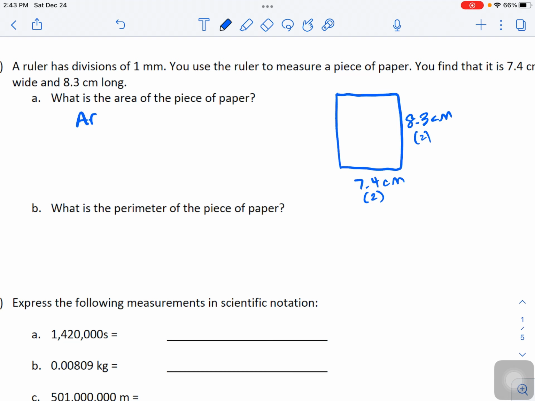So remember that area, the formula of that is the length times the width. So I'm going to substitute 8.3 centimeters, and multiply that by the 7.4 centimeters. And my answer then is going to be in centimeters squared. And I'm only going to be allowed to have 2 significant figures. Now, 7 times 8 is around 56, so it's going to be a lot. Plus, there'll be some decimals in there, so we're going to have to do some rounding.